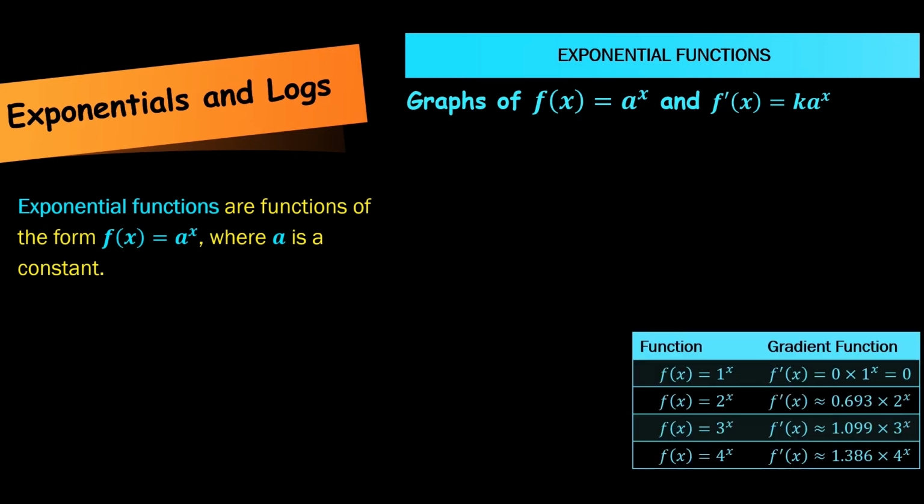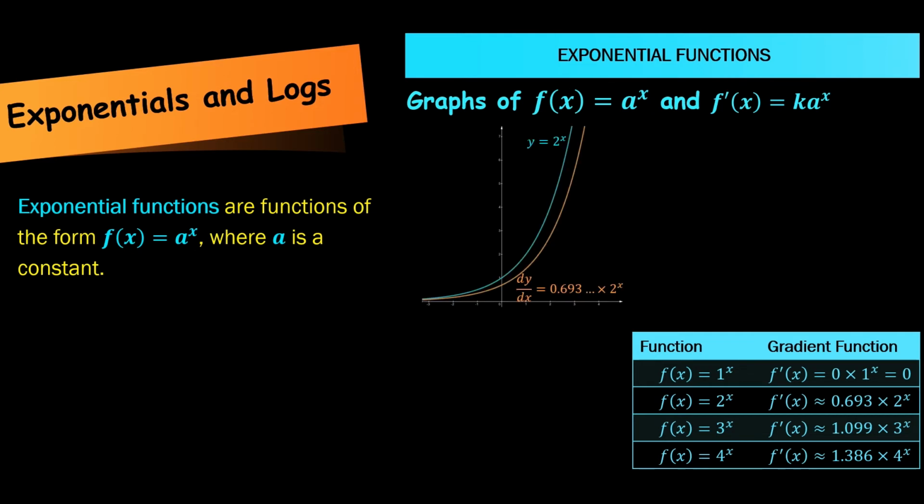We've given here some exponential functions and their derivatives. So f of x equals 1 to the power x, of course, is just the constant function, and the gradient function is simply 0. F of x equals 2 to the power x, the gradient is as shown, and likewise for f of x equals 3 to the power x and f of x equals 4 to the power x. Let's now see how these functions and their gradients interact with one another.